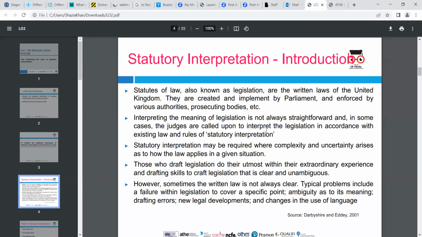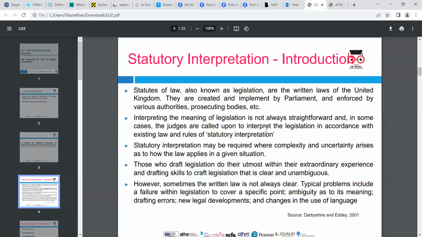So the whole aim of statutory interpretation is to arrive at a legal meaning of legislation, or in other words, the meaning that conveys the legislative intent. The primary indication of legislative intent is the legislative text, read in context, and having regard to its purpose. So it's really important that when we use statutory interpretation, we look at things where complexity and uncertainty arise as to how the law applies in any given situation.